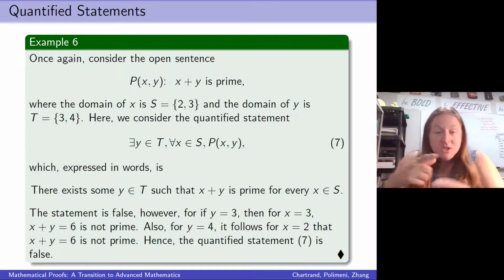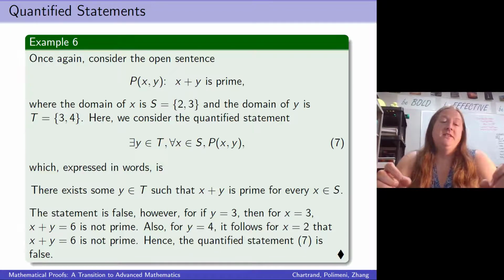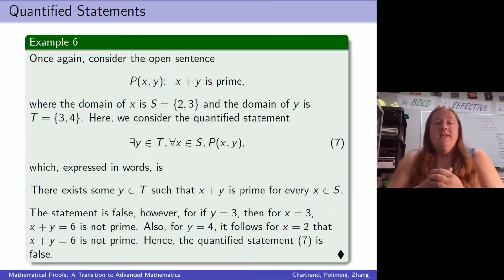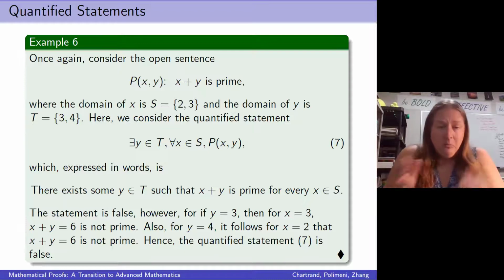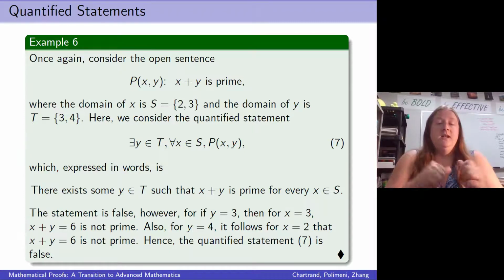So now let's switch up where we have the quantifiers and what the quantifiers are. I'm actually going to keep the quantifiers paired up with the variables the same way, but we're going to change the order that they read in. So when we say this in words, it's going to say there exists some y in T such that x plus y is prime for every x in S. What this is saying is there's some y that when I pair all of the values of x with it, then x plus y is going to be prime.